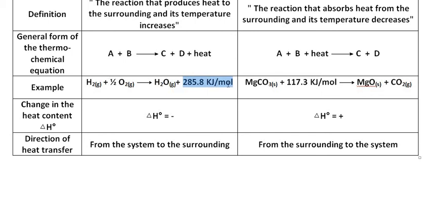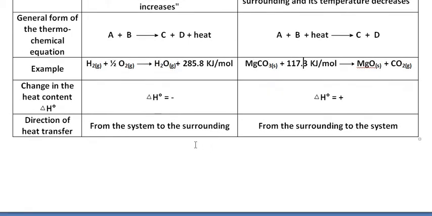This is an example for exothermic reaction. The heat is on the right hand side, while this one, the heat is on the left hand side. This is exothermic reaction, while this one is endothermic reaction. Here the heat content change for the exothermic reaction, delta H, is a negative value, while that one, which is an endothermic reaction, the delta H naught, which is called the heat content change, or the heat of the reaction, or the enthalpy change, equals a plus value. Here in the exothermic reaction, the heat transfers from the system to the surrounding, while this one, the heat transfers from the surrounding to the system.